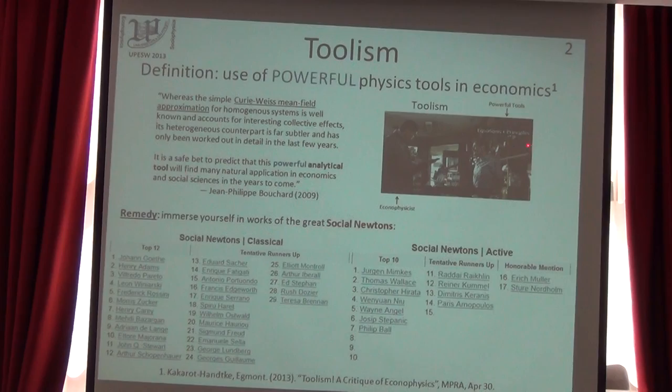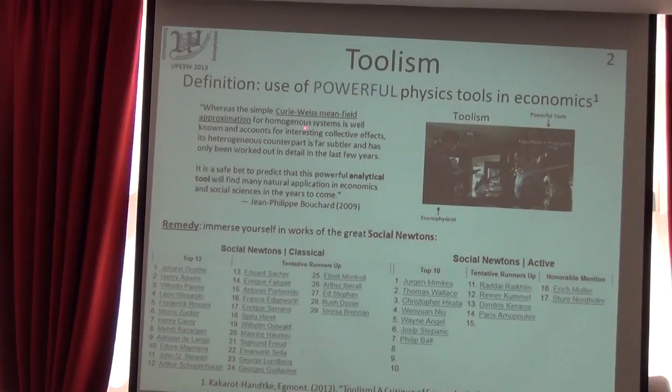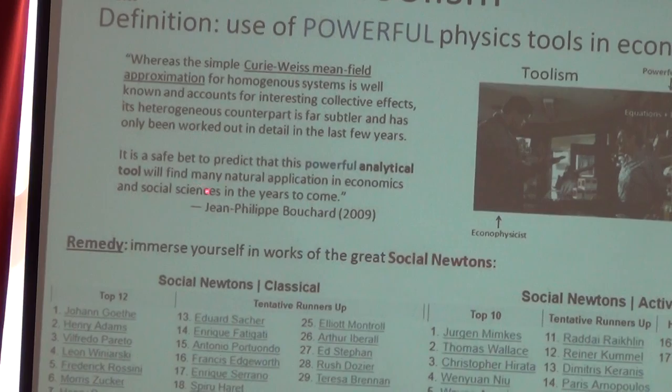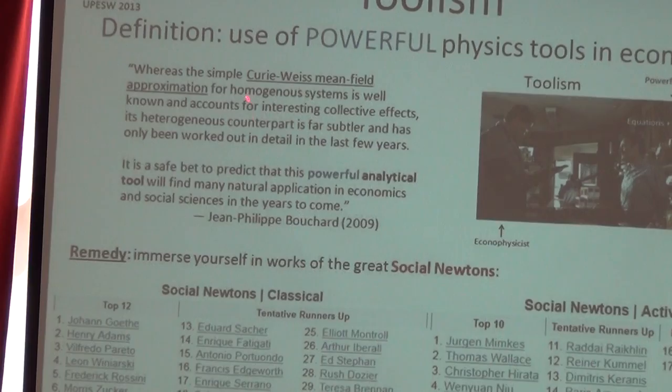And to give an example of the silliness of this, he uses physicist Jean-Philippe Bouchaud. Bouchaud says the Curie-Weiss mean field approximation is going to be, we'll find, a very powerful tool and we'll find many natural applications in economics and social sciences. Well, this may or may not be true. This is the equation that governs ferromagnetic bodies. Society is not a ferromagnetic body.